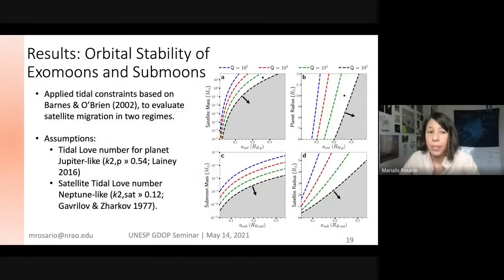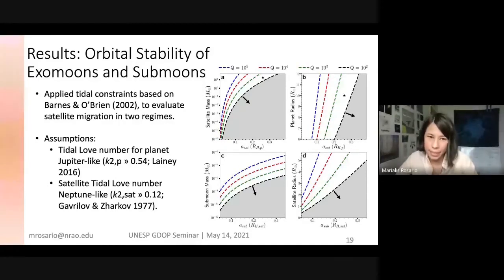Taking it a little bit further, we are aware that this stability that we have drawn will highly depend on the tidal evolution of this system. And so we decided to take a bit of a step further and apply tidal constraints. We base these constraints on Barnes and O'Brien, and we evaluate satellite migration.